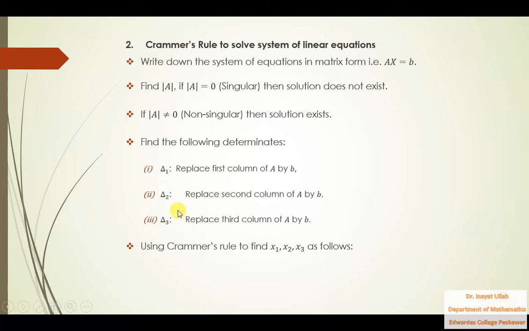Using Cramer's rule, you find x1, x2 and x3. x1 will be obtained by 1 over determinant of A times delta 1. x2 will be obtained by 1 over determinant of A times delta 2, and x3 will be obtained by 1 over determinant of A times delta 3. So putting in these values, obtain the values of x1, x2 and x3. So this is the story for Cramer's rule.